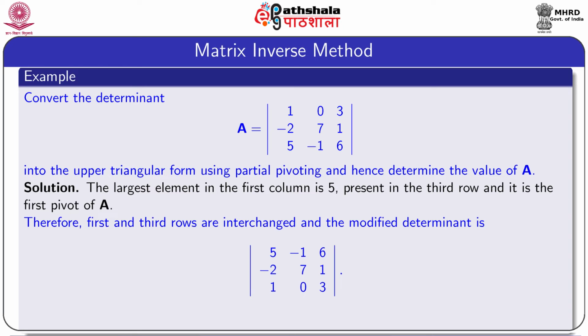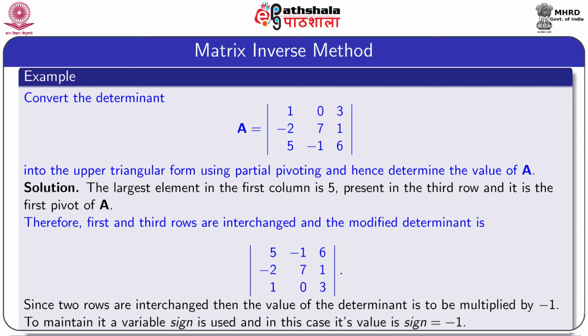After interchanging the first and third rows, the transformed determinant is this one: 5, minus 1, 6, the second row remains unchanged and the third row becomes the first row. Since two rows are interchanged, the value of the determinant is to be multiplied by minus 1. This comes from the properties of determinants. To maintain it, a variable SIGN is used, and in this case its value is minus 1.